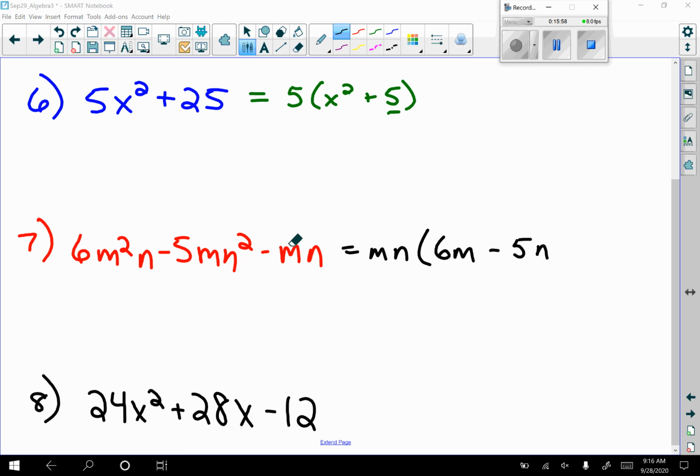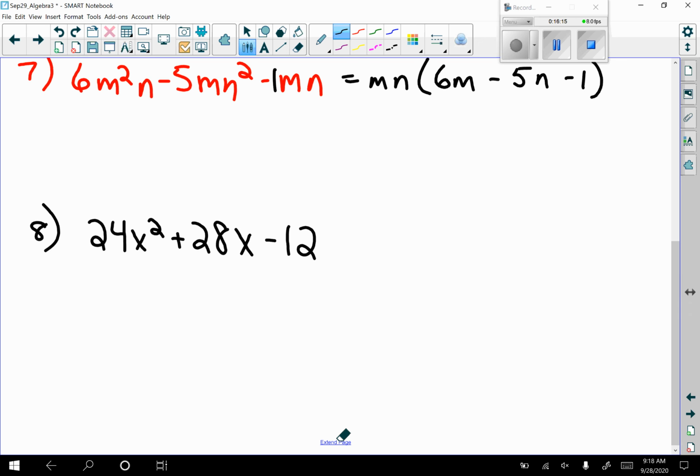And then the very end, with this very last term, there's really a 1 in front. So if I took out or divided or factored out the m and the n, I'm still left with the minus 1. And we can't go any further than that with what's inside.